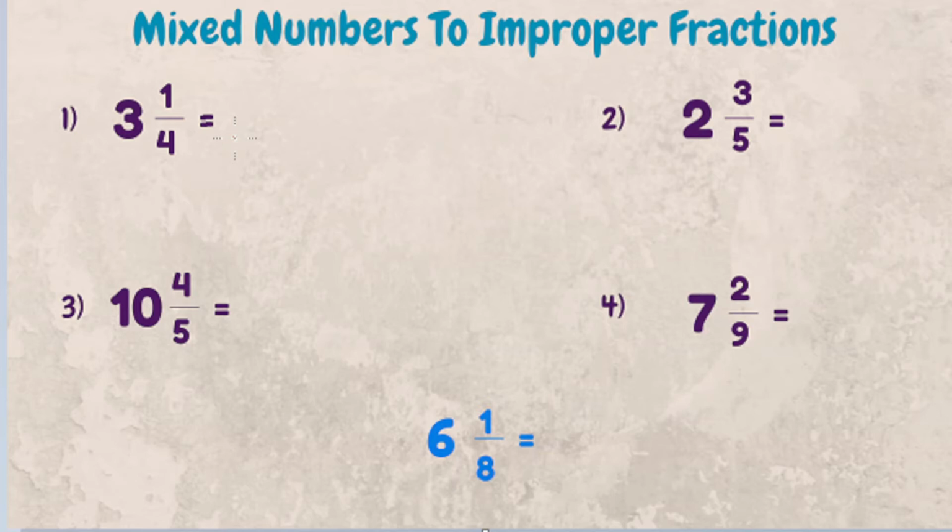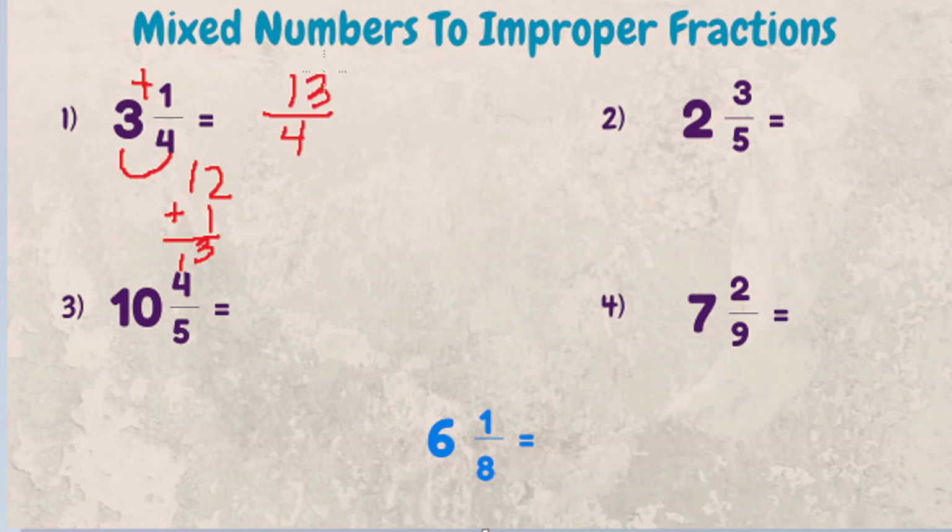Example 1, 3 1/4. First thing we're going to do is we're going to multiply 3 times 4, which is 12. Then we're going to add the 1 to get 13. 13 goes over our denominator of 4, so 13/4 is our improper fraction.